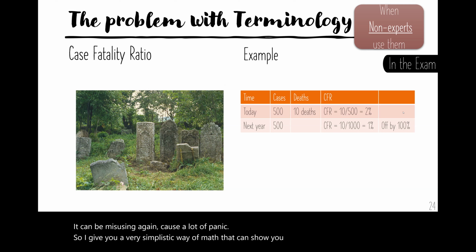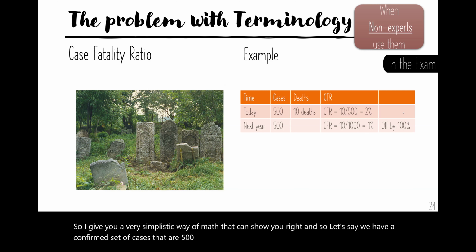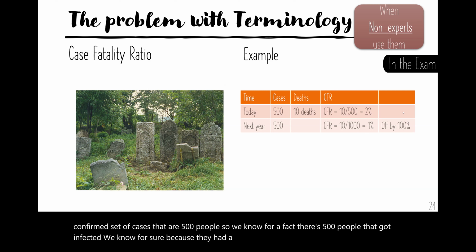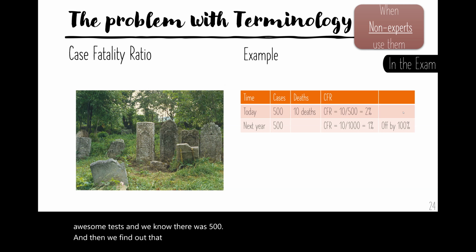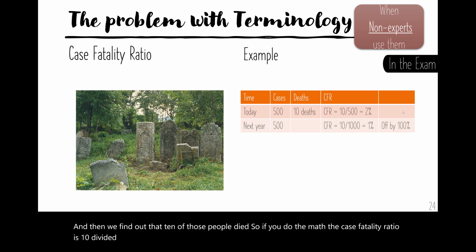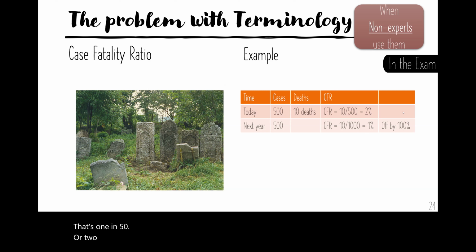Let's say we have a confirmed set of cases that are 500 people, right? So we know for a fact there are 500 people that got infected, okay? We know for sure because they had a cough, they had fever, and we did some awesome tests, and we know there were 500. And then we find out that 10 of those people died. So if you do the math, the case fatality ratio is 10 divided by 500. That's all it is, okay? That's 1 in 50, or 2%. That's all it is, okay?